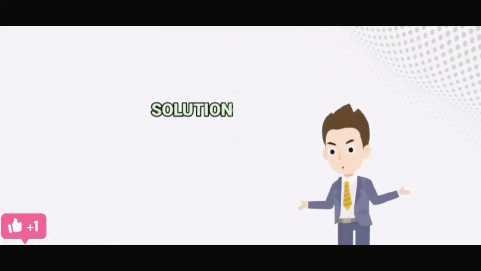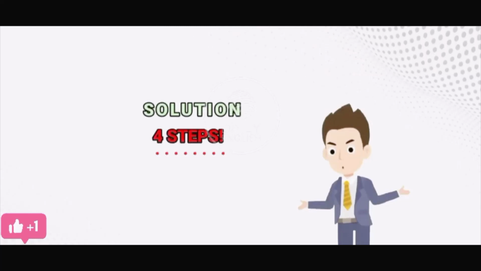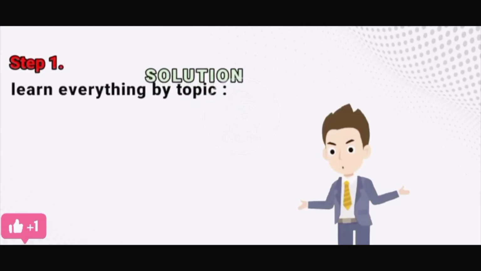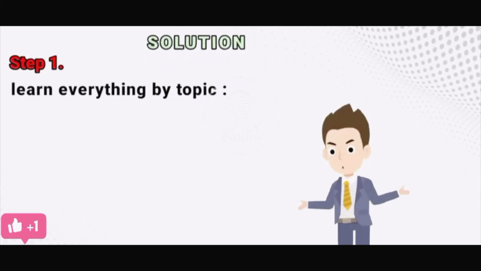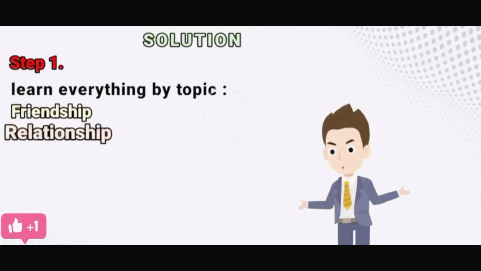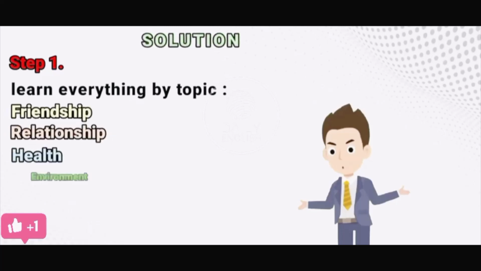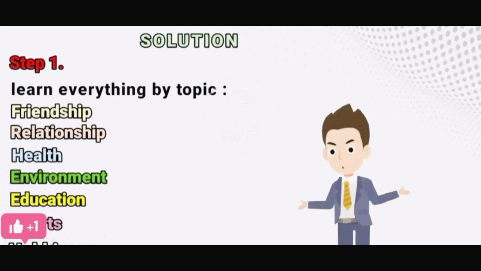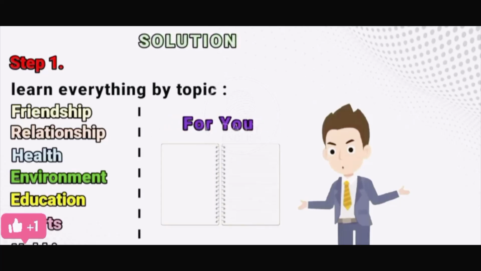So, what is the solution? Don't worry, I'm here to help. There are 4 steps that I'm going to tell you about, and by following these 4 steps, you will be able to improve your speaking by a lot. The first step is to learn everything by topic. What do I mean? Well, when you want to speak with someone, there are many different topics to talk about. For example, to talk about friendship, relationships, health, environment, education, sports, hobbies. What you should do is to have a notebook, and when you learn any words or phrases, you just write everything down under its relevant topic.